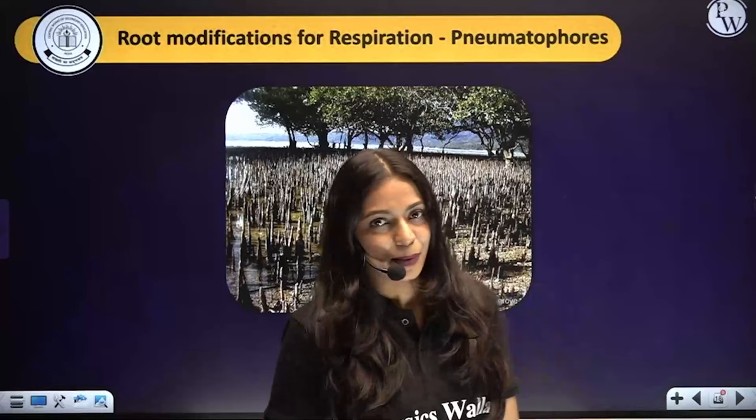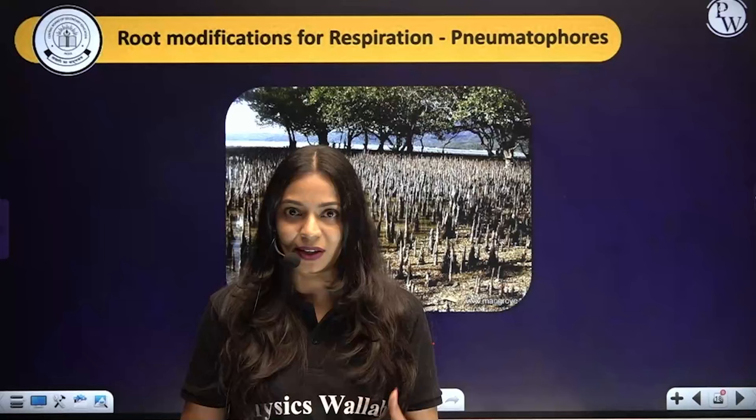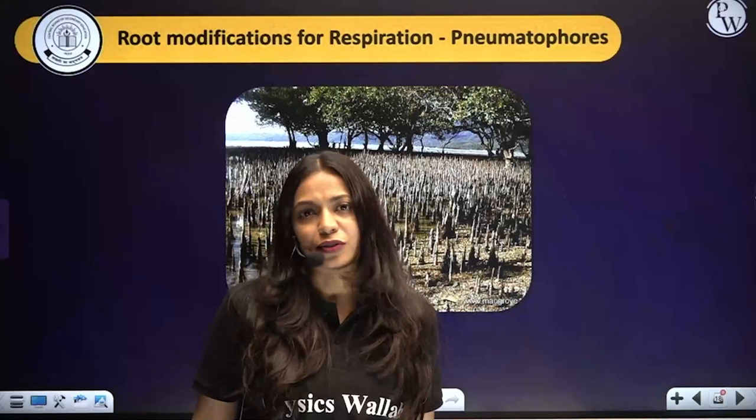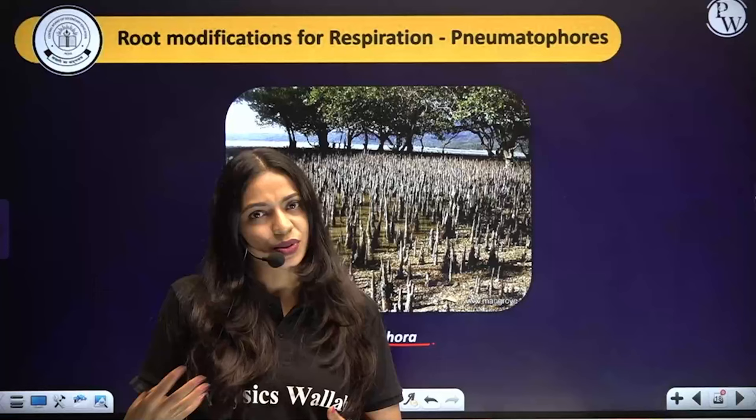You might think that roots may not need oxygen, but every living cell will need oxygen, because oxygen is required to break down food and produce energy, right? So without energy, any cell will not be able to function, be it in any part of the plant, right? So roots also need oxygen. What happens in plants is between the soil, there will be some air spaces. From that air, plants take in oxygen and they use it for respiration.